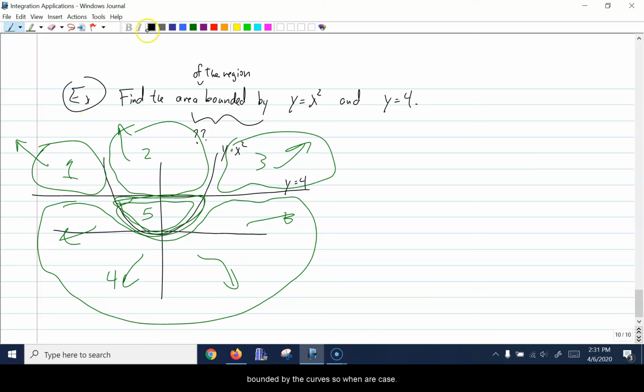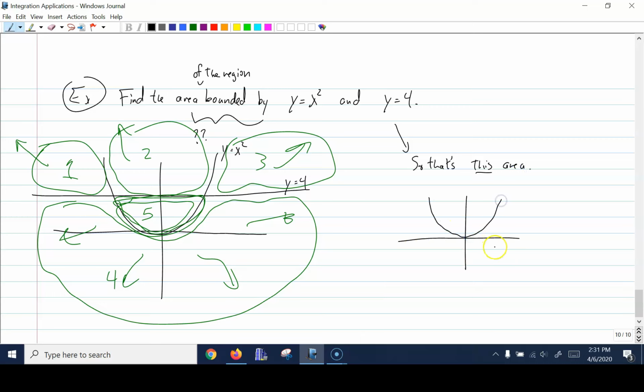So in our case, that's this area. Y equals 4, y equals x squared. When we are doing this, we care about, oh, I didn't shade it. This is the area we want.